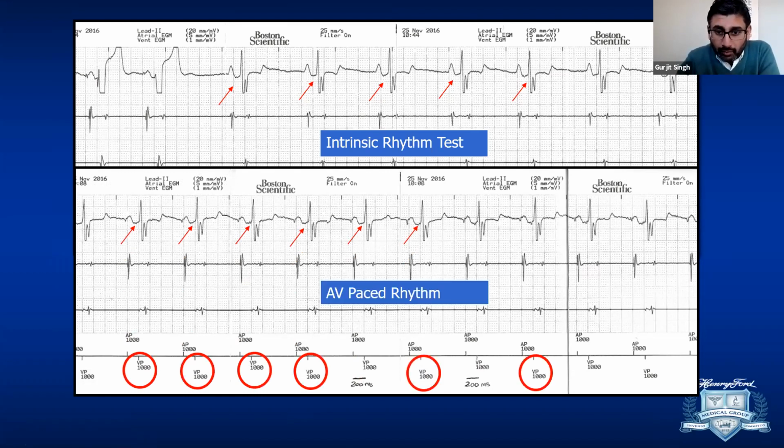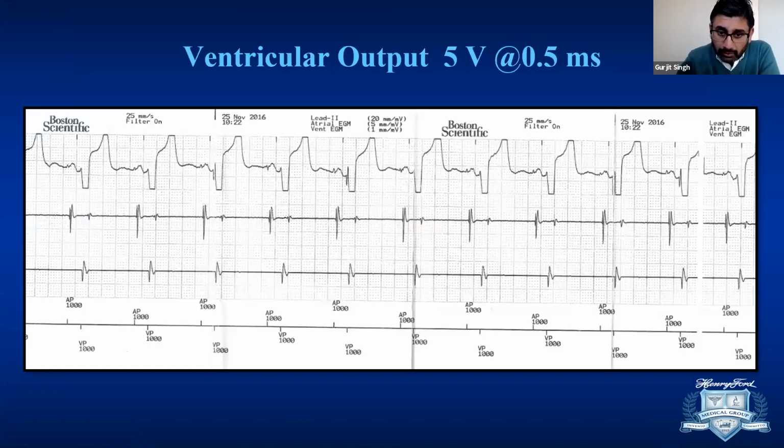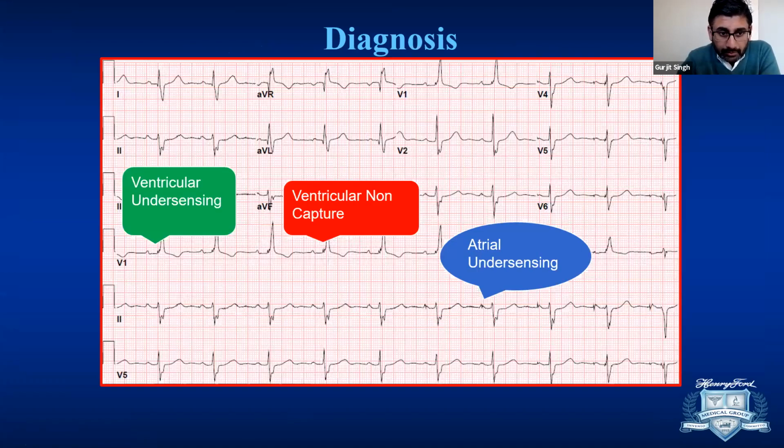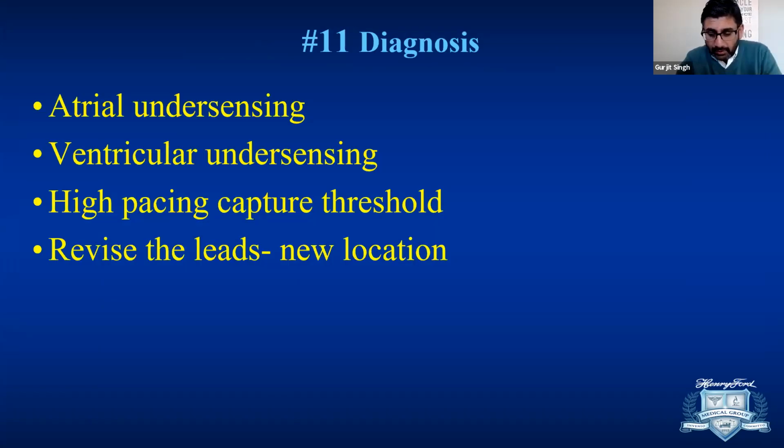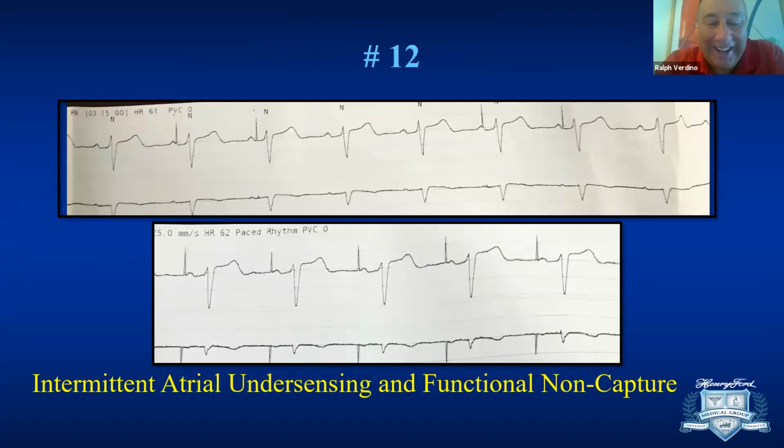And ventricular output at 5 volts this is how it should look like. And then this is the final diagnosis: atrial undersensing, ventricular non-capture, ventricular undersensing, and that's pretty much it. I think I'll stop here, Ralph. I mean, I have more to go, but I think for the sake of time.